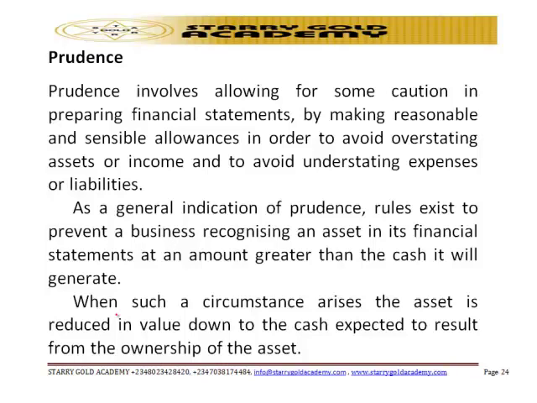If allowances are to be made, you should be reasonable to the point that it will not result in overstatement of one's assets or income, or understatement of expenses or liability. As a general indication of prudence, rules exist to prevent a business recognizing an asset in its financial statement at an amount greater than the cash it will generate. When such a circumstance arises, the asset is reduced in value down to the cash expected to result from the ownership of the asset. So this is emphasizing the prudence concept.